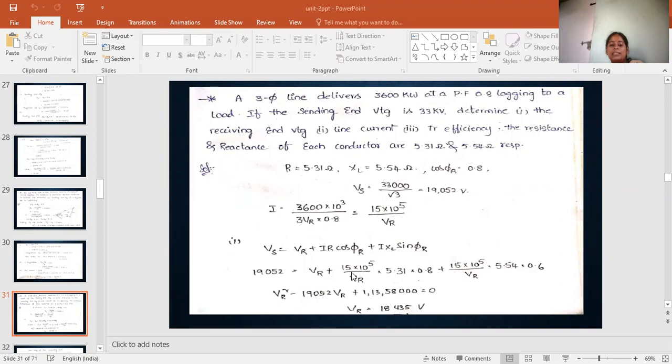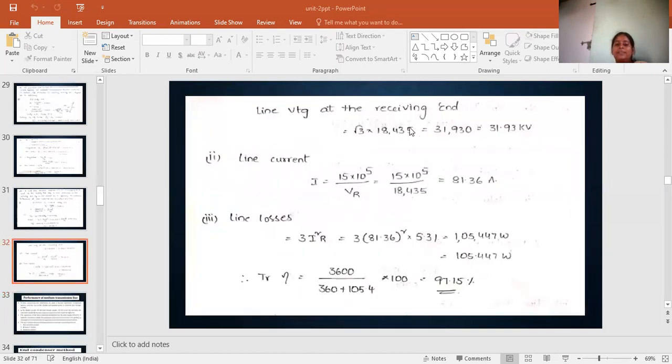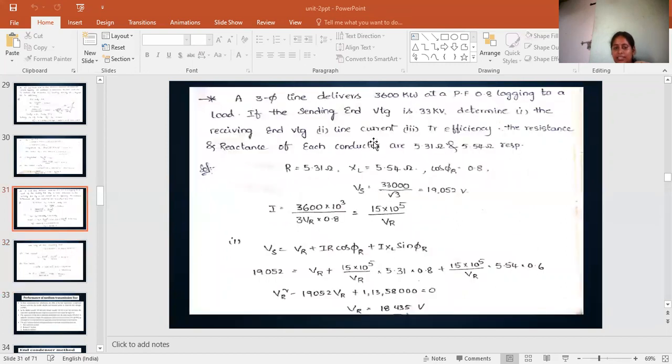Calculating this equation, we get the expression: VR square minus 19,052 VR plus 13 lakhs something. For solving this equation in the calculator we get the value VR equal to 18,435 volts. This is the VR value. For the line voltage at the receiving end, the value is root 3 into 18,435, so we get 31.93 kilovolts. This is the receiving end voltage.